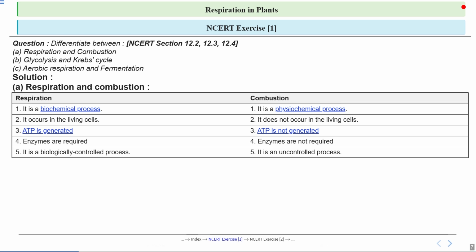For the process of respiration, various different enzymes are required at various different steps. So there are various enzyme catalyzed reactions taking place. And in case of combustion, enzymes are not required.